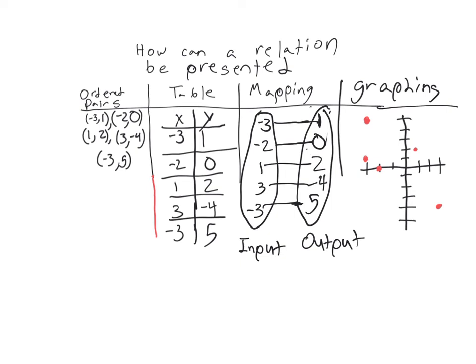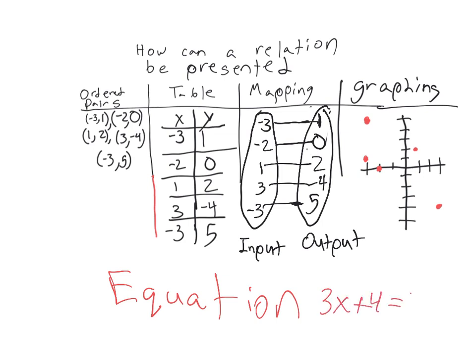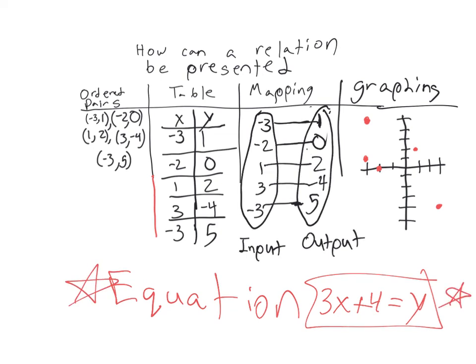Because the one other way that a relation can be represented is an equation, okay? Not an expression, an equation, because it has to have an input and output. So such as 3x plus 4 equals y is an equation. And so that will be the last way that we will be looking at relations, okay? And we'll be looking at a lot of different types of equations today specifically.